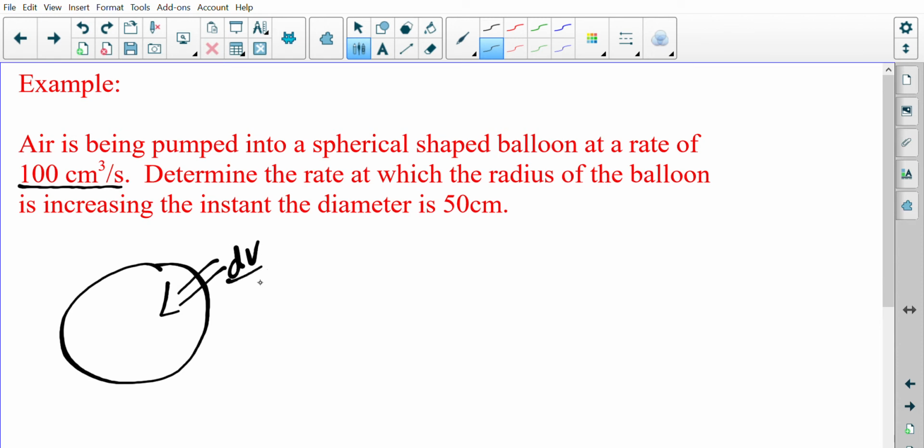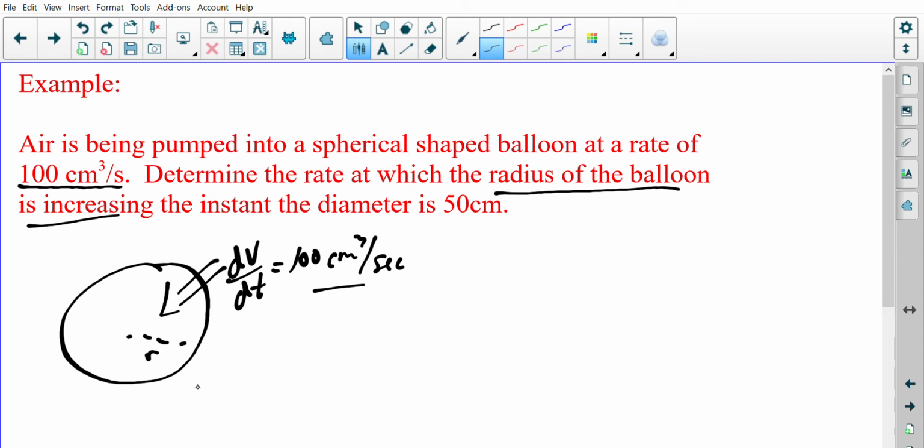So dV over dt, we're pumping air into the balloon, so it's increasing. It's a positive 100 cubic centimeters every second. Determine the rate at which the radius of the balloon is increasing. So here's your radius. What they're asking us to find is the rate of change in the radius with respect to time, dr over dt. And they want that rate when the diameter is 50.